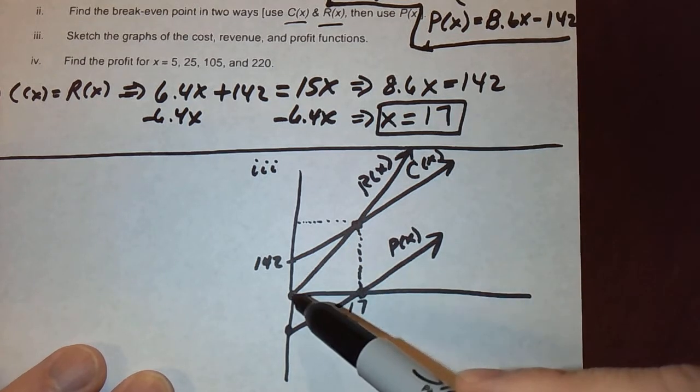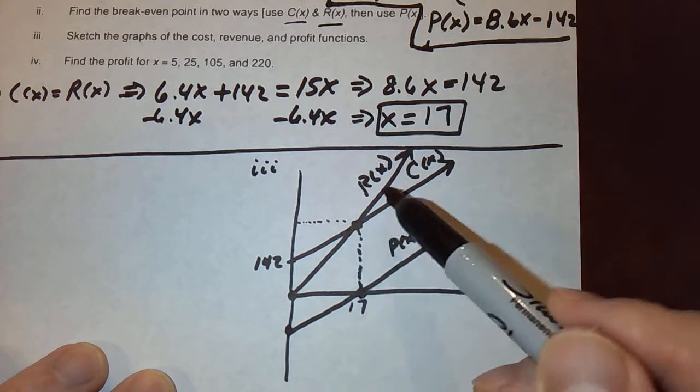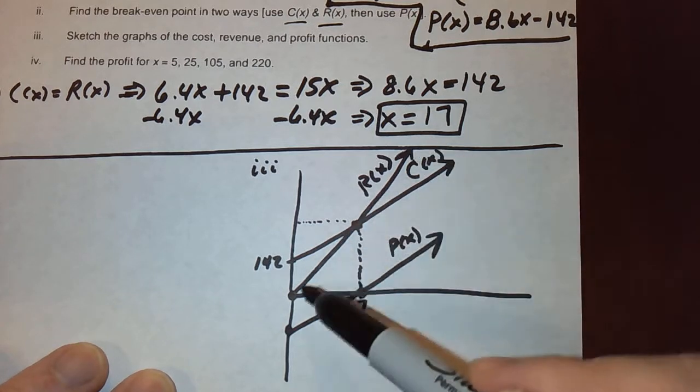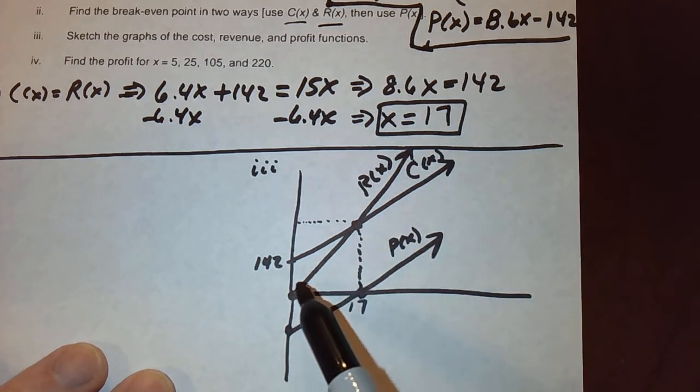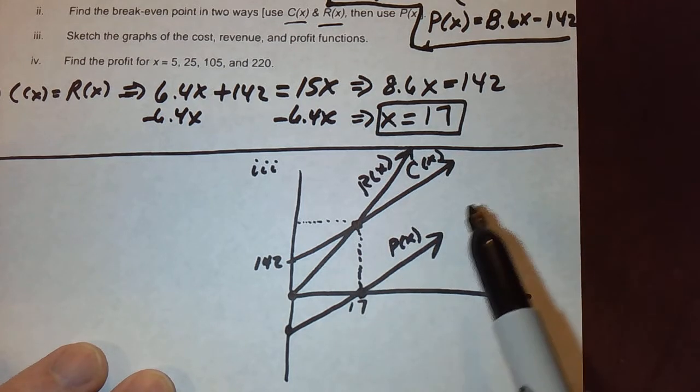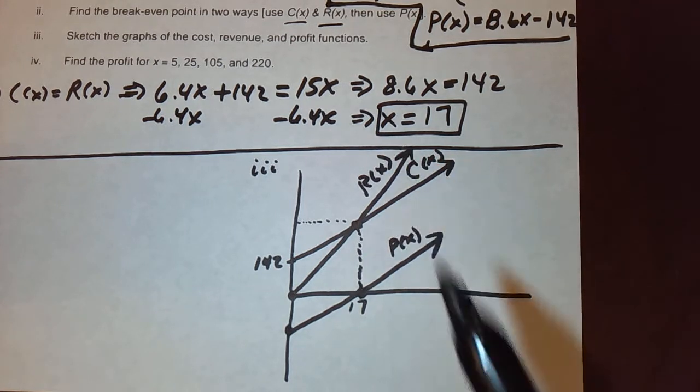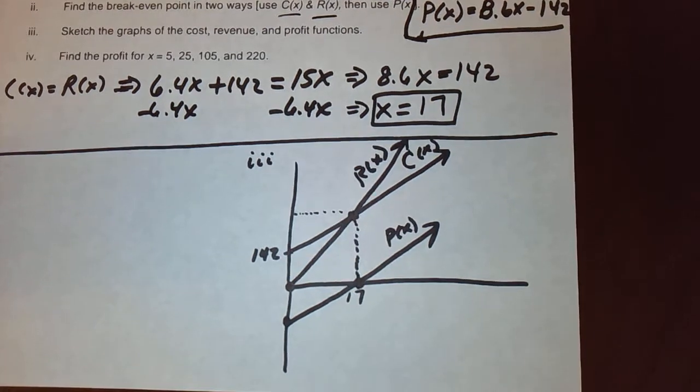The revenue function, think of what would happen if the revenue function never crossed the cost function. If it were flatter, it would never cross it. That means your costs are always greater than your revenue. You'd go out of business in no time.